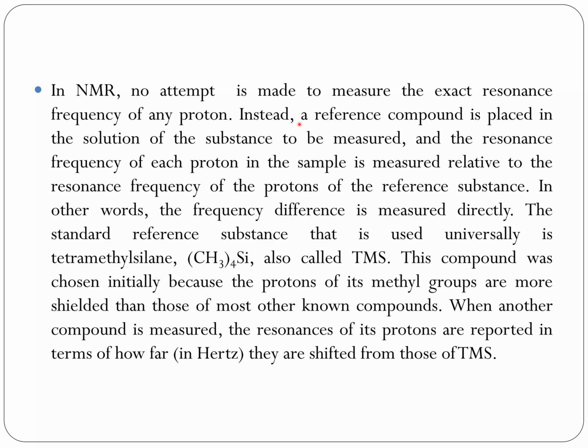So in NMR, no attempt is made to measure the exact resonance frequency of any proton. Instead, a reference compound is placed in the solution of the substance to be measured. The resonance frequency of each proton in the sample is measured relative to the resonance frequency of the protons of the reference substance. In other words, the frequency difference is measured directly. The standard reference substance that is universal is called tetramethylsilane or TMS. This compound was chosen initially because the protons of the methyl groups are more shielded than those of most other known compounds. When another compound is measured, the resonances of its protons are reported in terms of how far they are shifted from those of TMS.